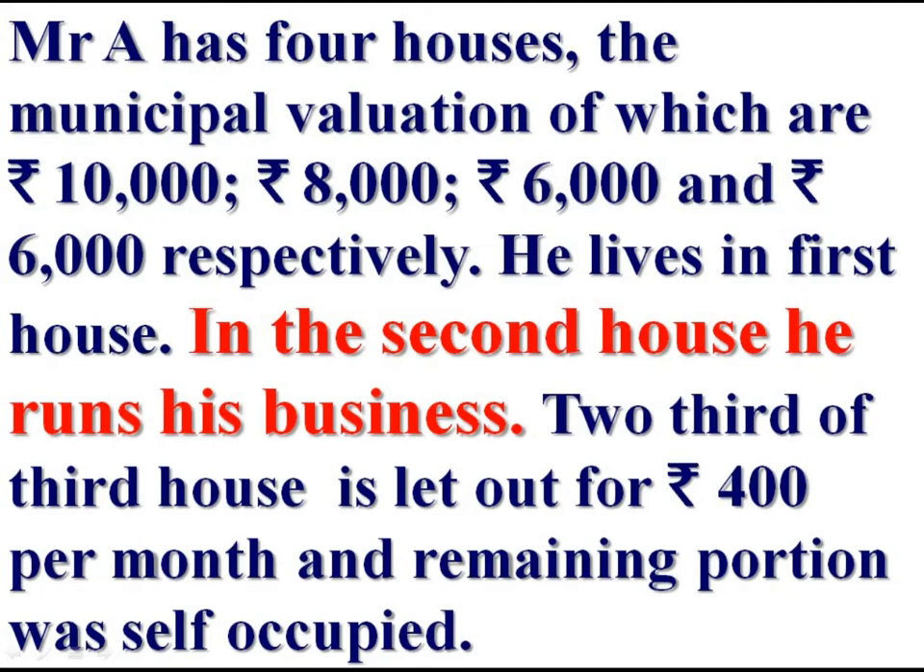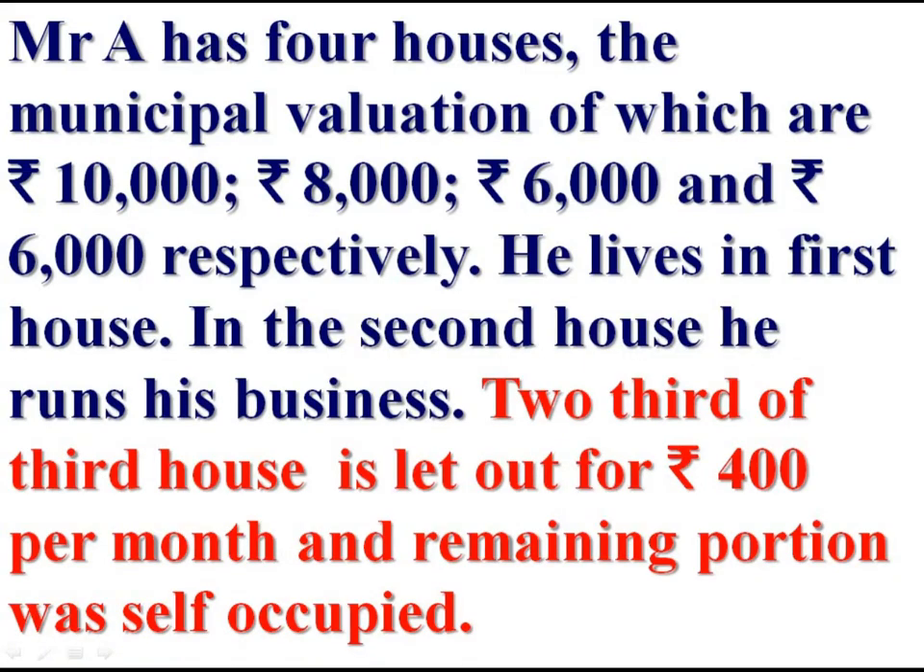In the second house, he runs his business. According to section 22, if the assessee utilizes his own building for his business or profession, it is not covered under income from house property. Therefore, there is no need of taking the second house for the computation of income from house property.